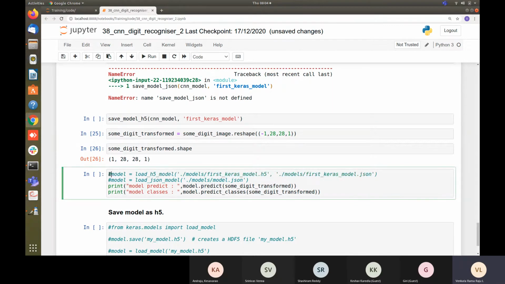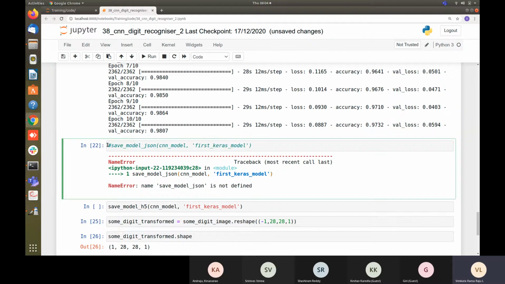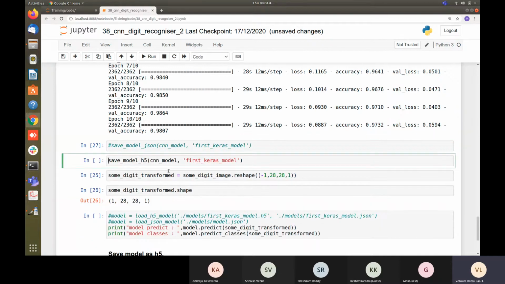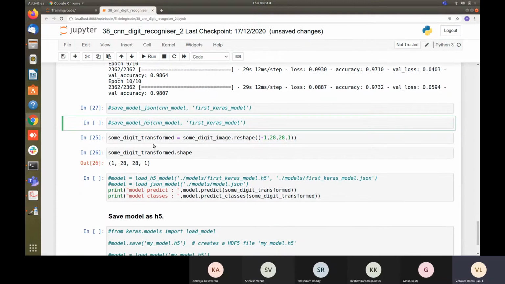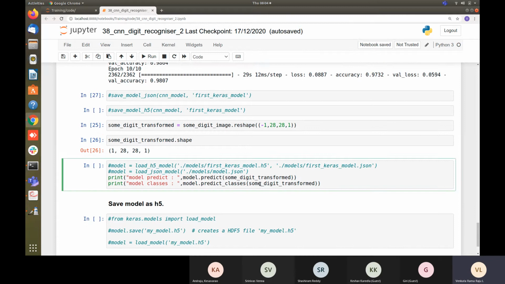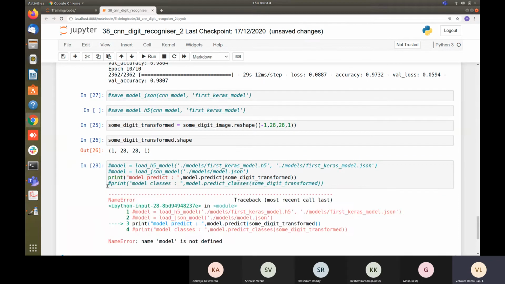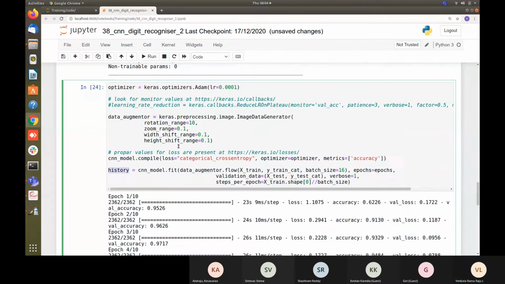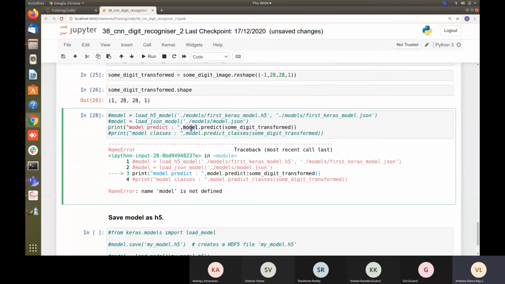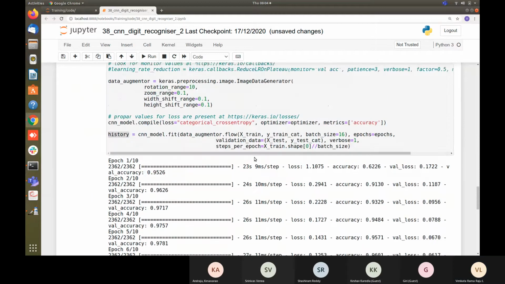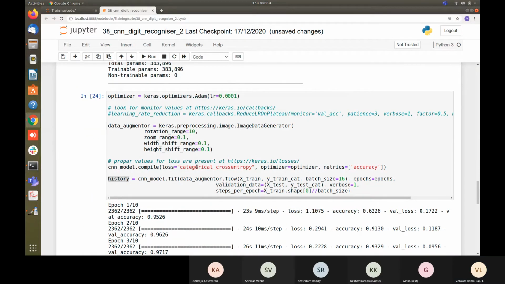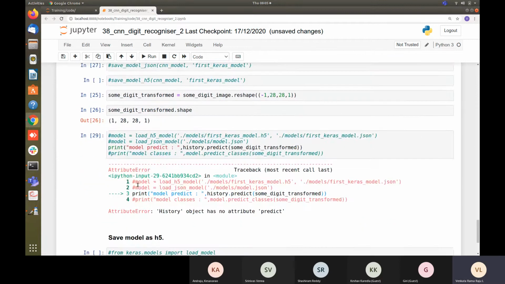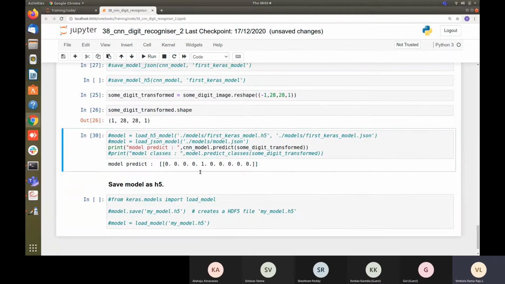Let me comment this out. This function is not there. So I converted the image and now I am predicting. Predict class is not going to be there. Sorry, that history will have some statistics that you can plot. I'll show that later. See that it actually predicted a one-hot representation: the record belongs to 0, 1, 2, 3, 4.